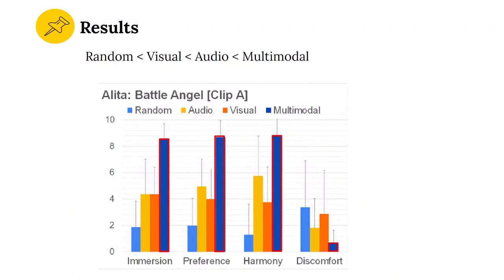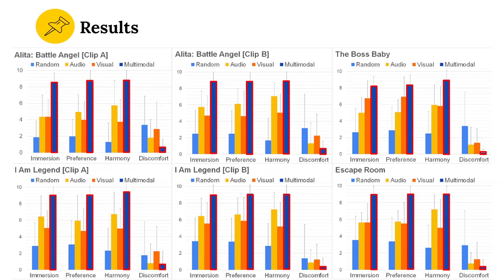As a result, we observed a general trend that the multimodal condition, haptic rendering through the whole pipeline, outperforms all the other rendering methods such as audio only, visual only, or random. The random condition was always perceived to be the worst. Note that, unlike the other measures, a low discomfort rating is a better result. Here are the overall results.